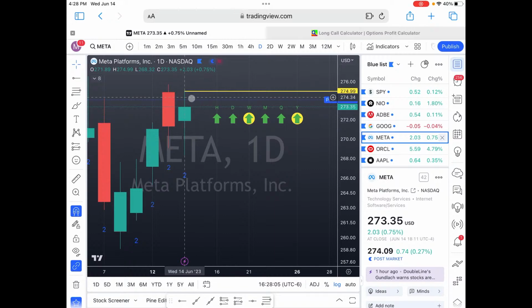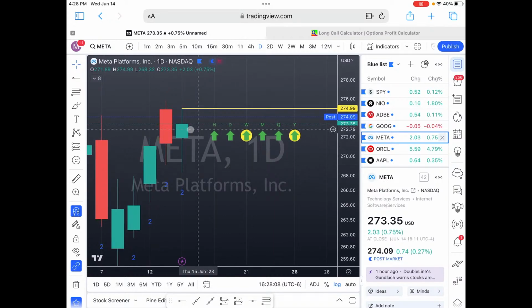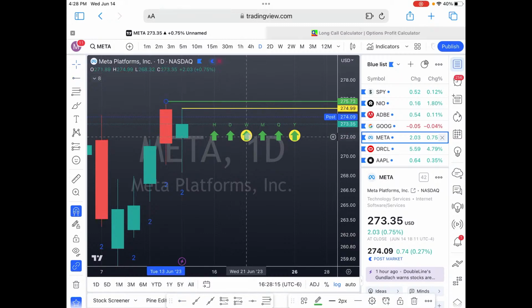We move on to Facebook. Not quite a hammer candle, but we have that setup where we have the 2 down green and we have the full time frame continuity. So we can look for calls to the upside with triggers at 274.99.